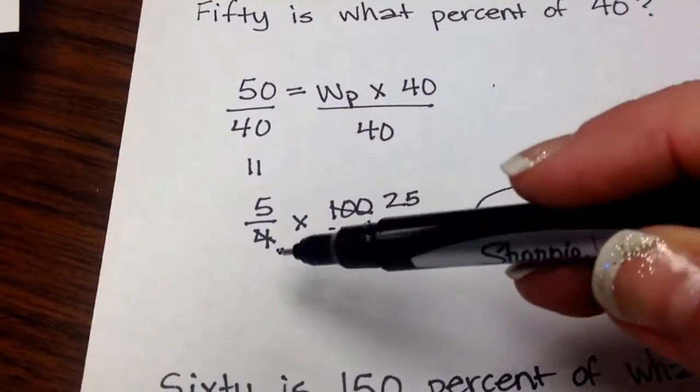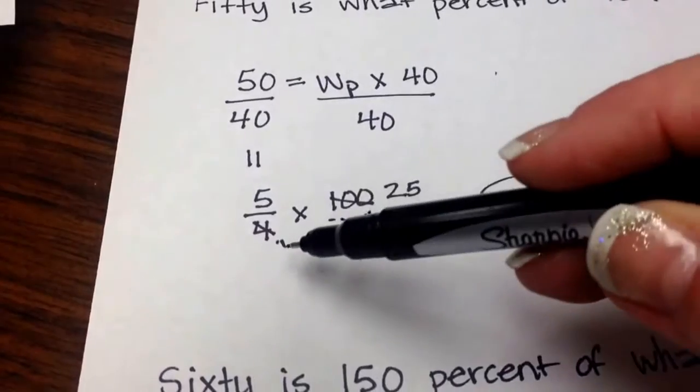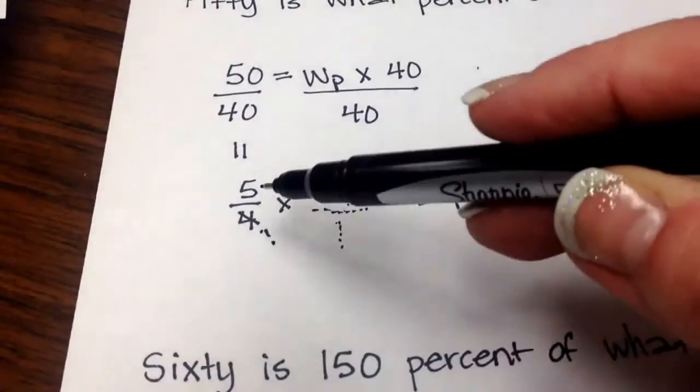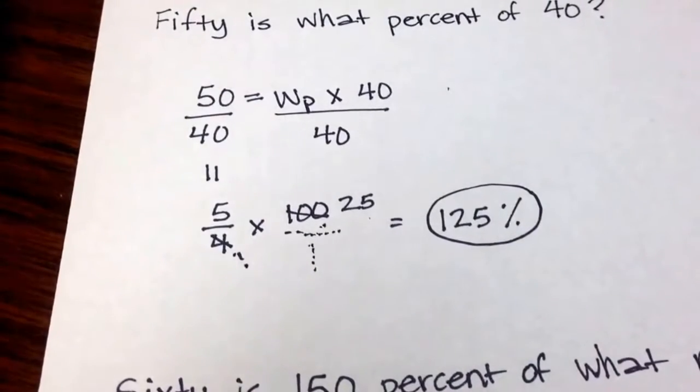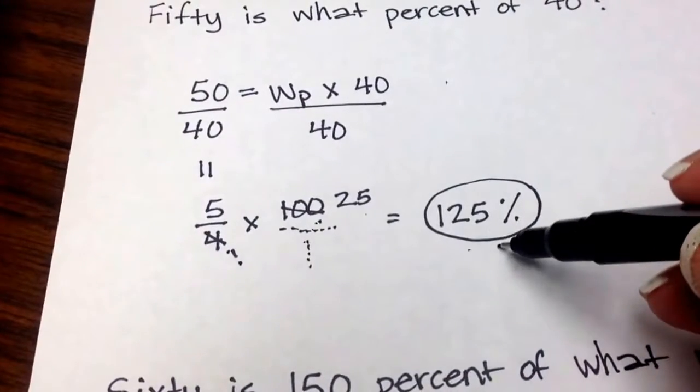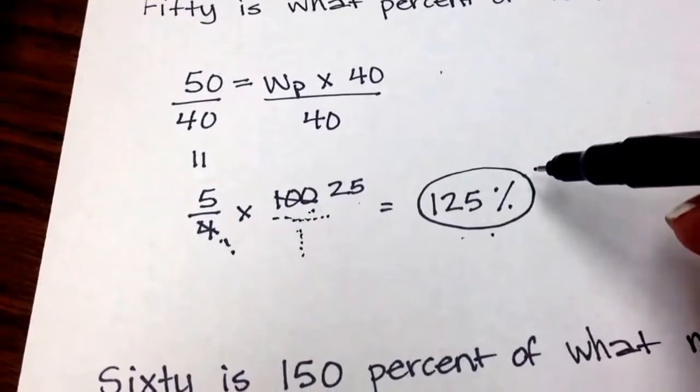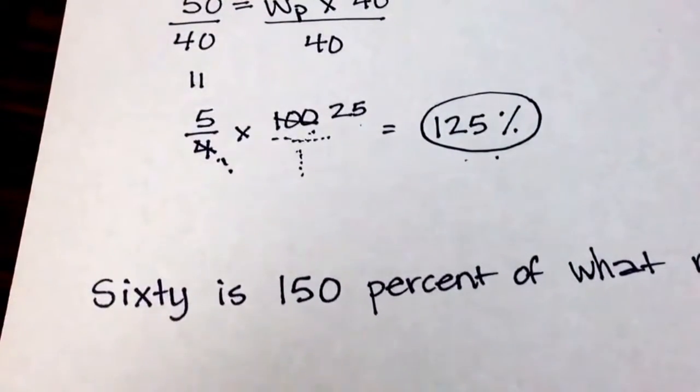I can simplify, because 4 can go into 100 25 times. It can go into itself once. So now 5 times 25, excuse me, good grief, gets you 125 what? Percent. All right, let's do another one.